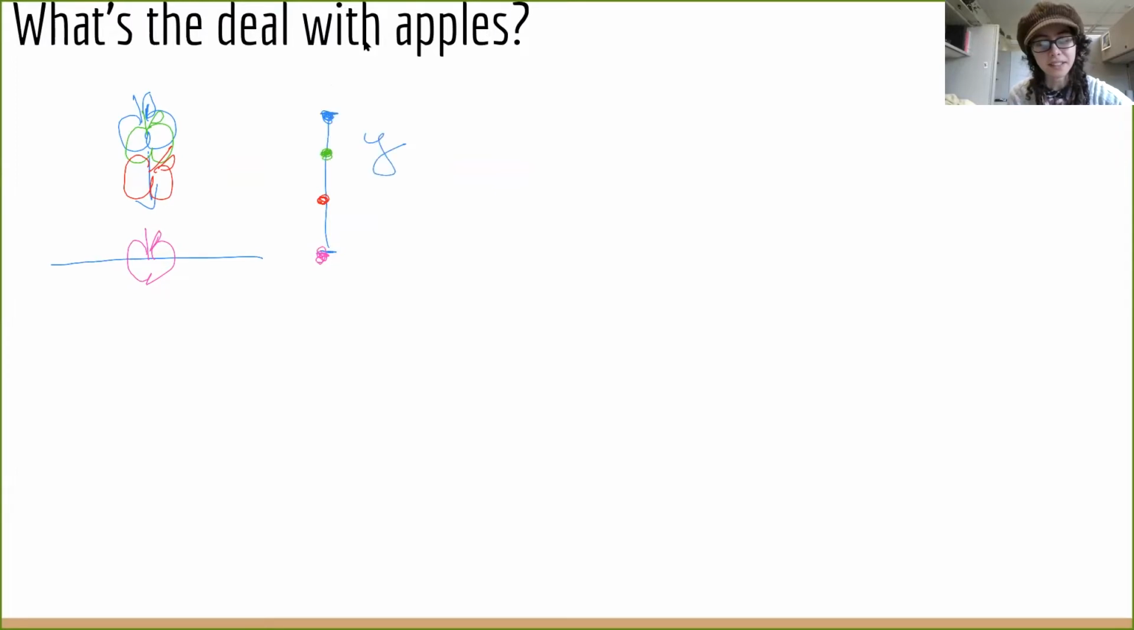If you take all these points in time and you plot them, so let's put time here and let's put the height of the apple at a snapshot here, you'll find that you get a curve that looks something like this.